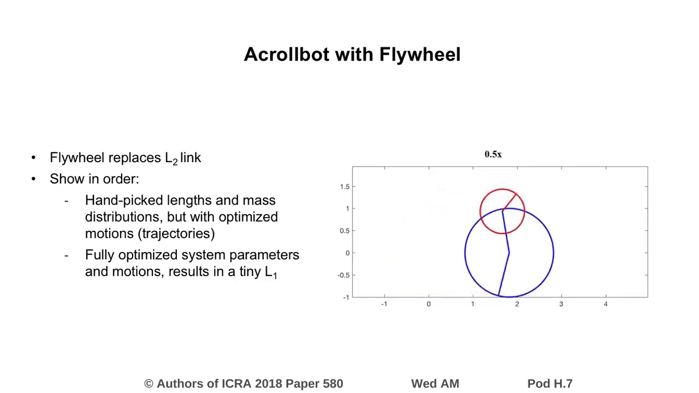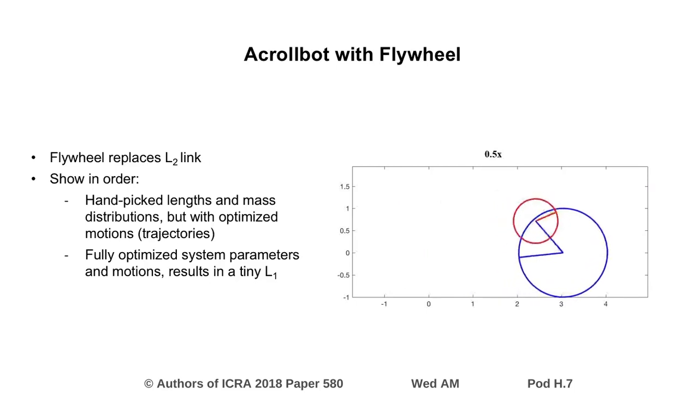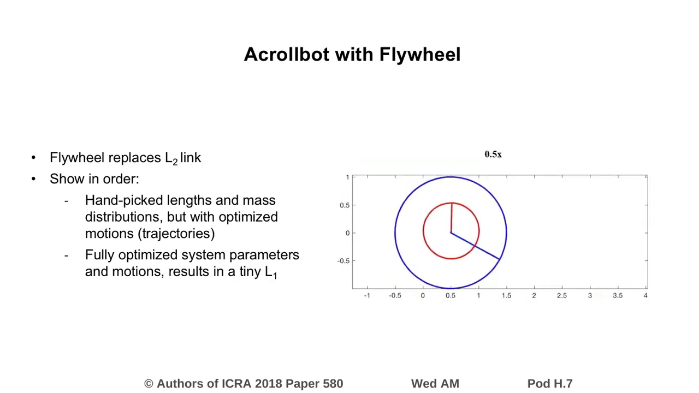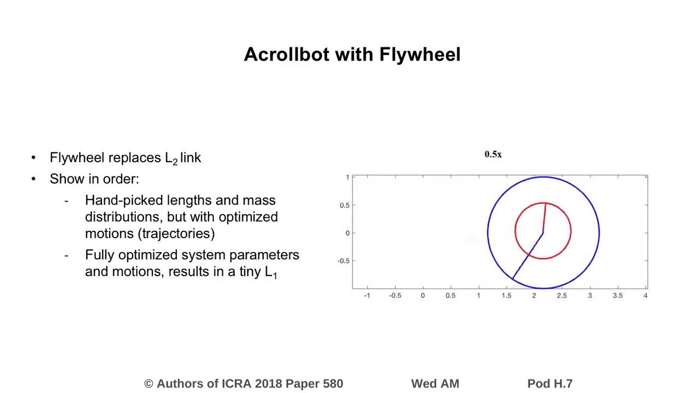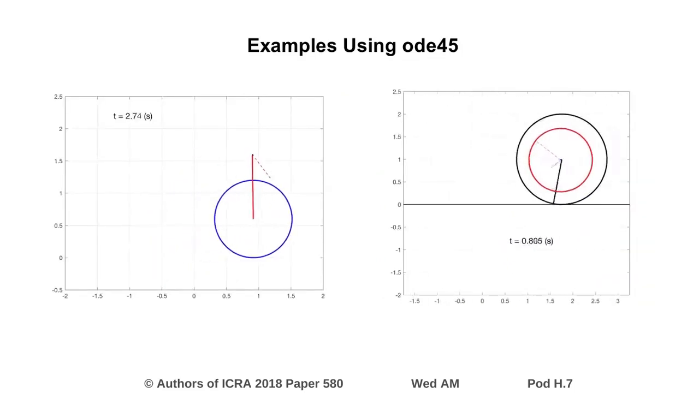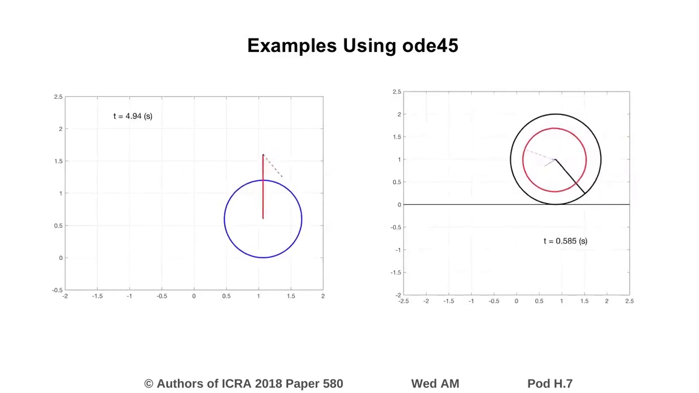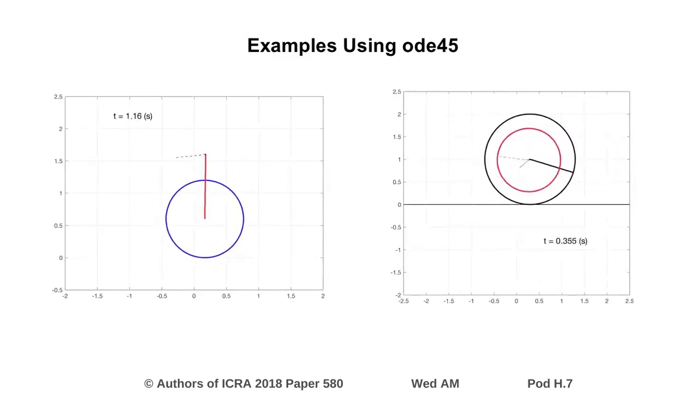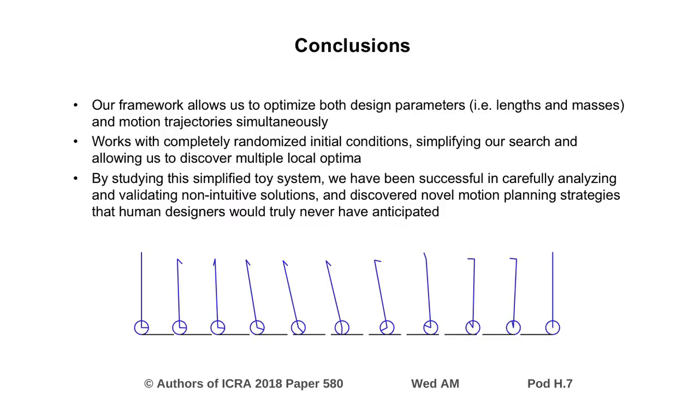Shown first is the resulting motion for a system with hand-picked parameters, followed by the optimal trajectories for a locally optimal system, which has a minimal length L1. Using ODE45 in MATLAB, the below two movies are of simulations based on the oscillation principles used for stabilization and propulsion uncovered with our framework.